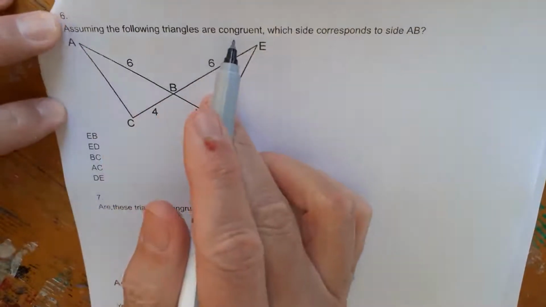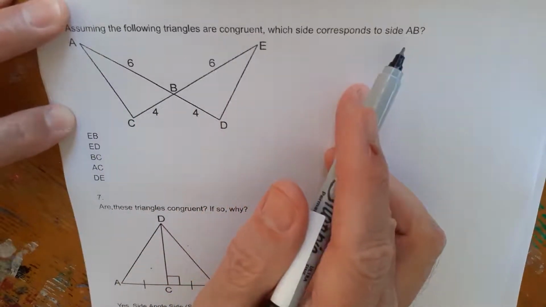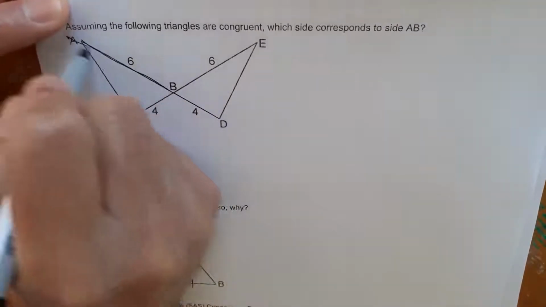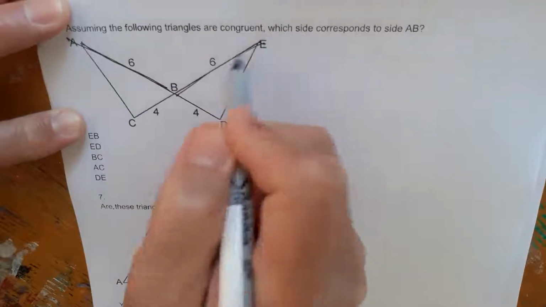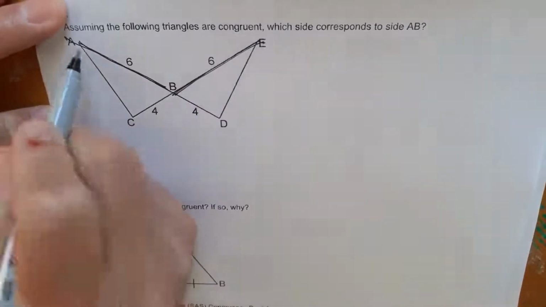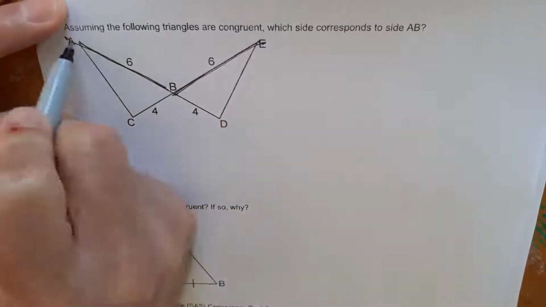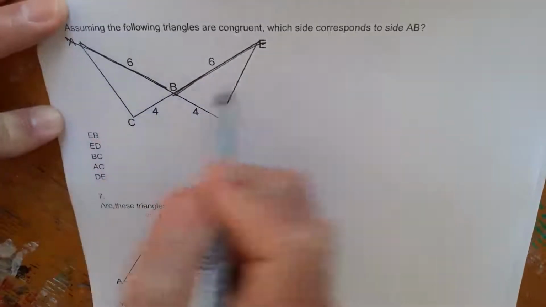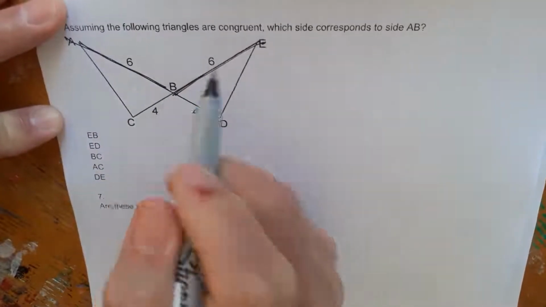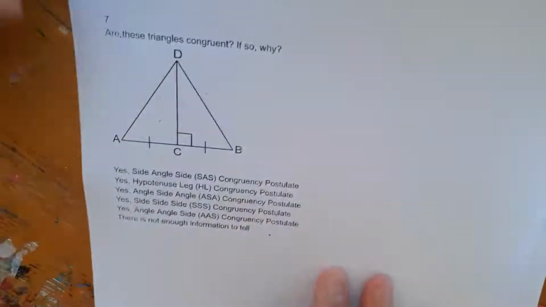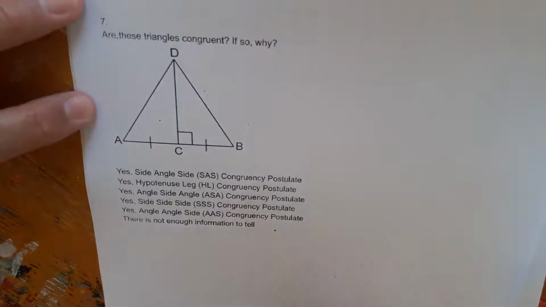Assuming the following triangles are congruent, which side corresponds to AB? So AB is here, and we already worked with this one a while, so I know that this is going to be EB. And I'm going to go in the same direction. If this one went A to B, I'm not going to go B to E. That would be this direction and that direction. I went this direction, so I'm going to go this direction, EB. I appreciate that. This is seemingly simple things that often trip up students.